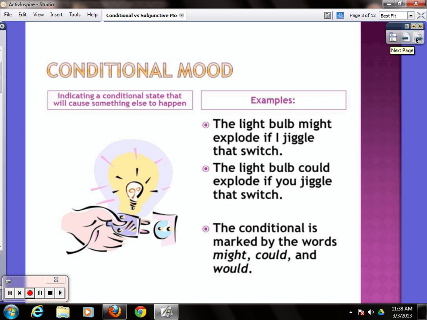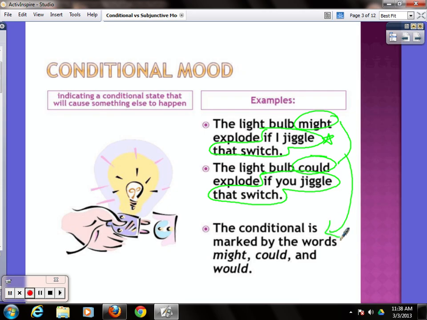Conditional mood indicates that the conditional state will cause something else to happen. The light bulb might explode if I jiggle that switch. So if I jiggle that switch is the condition, right? The light bulb's not going to explode by itself, but it might explode if I jiggle that switch. So that's your condition right here. The light bulb could explode if you jiggle that switch. Same thing, but notice I've just changed this word from might to could. Those are conditional kind of words. So might, could, would.